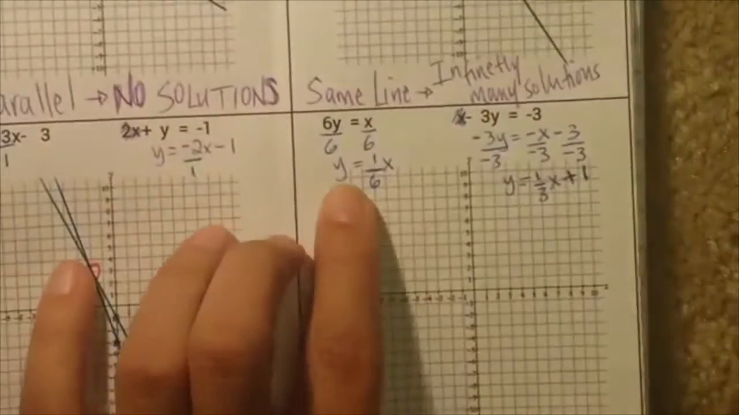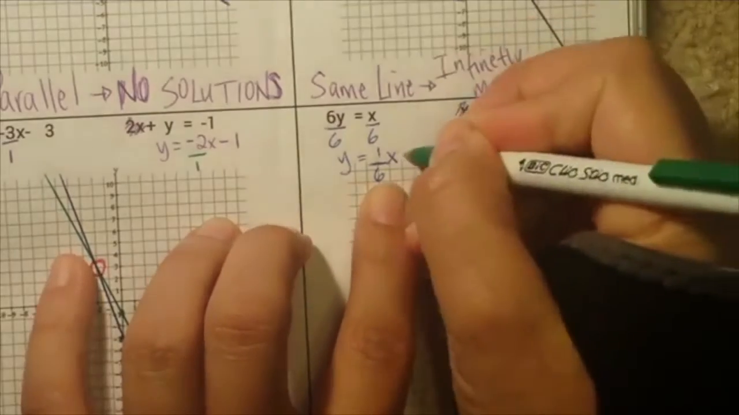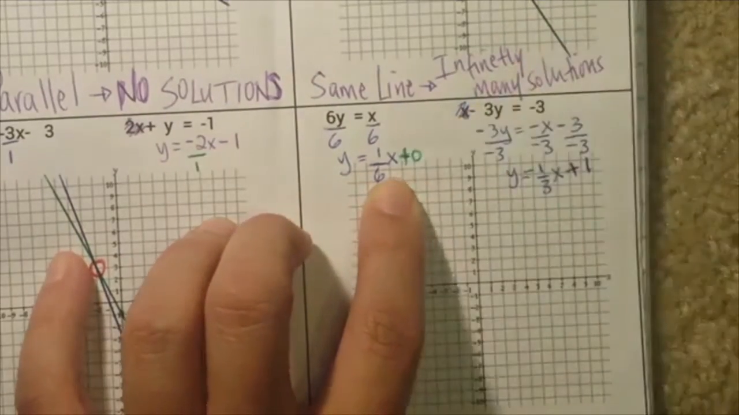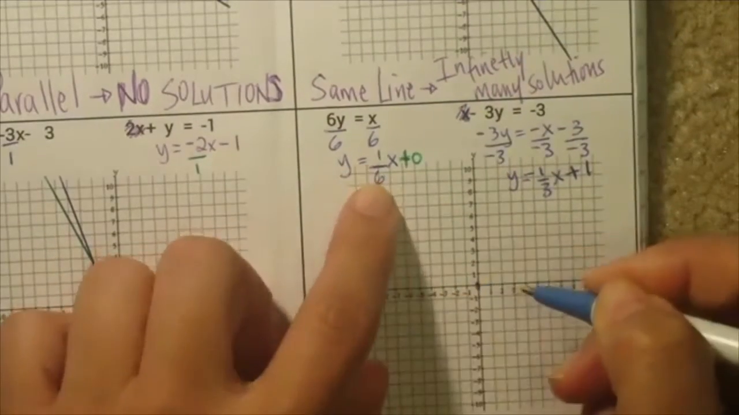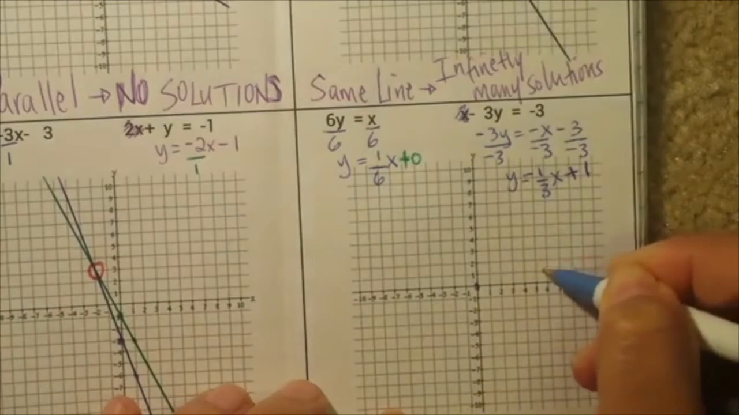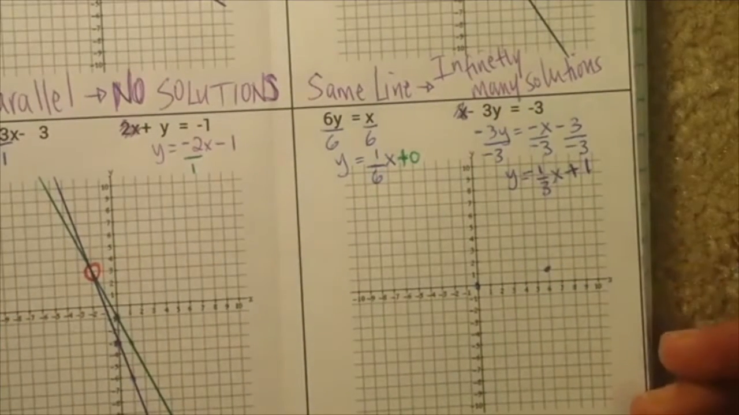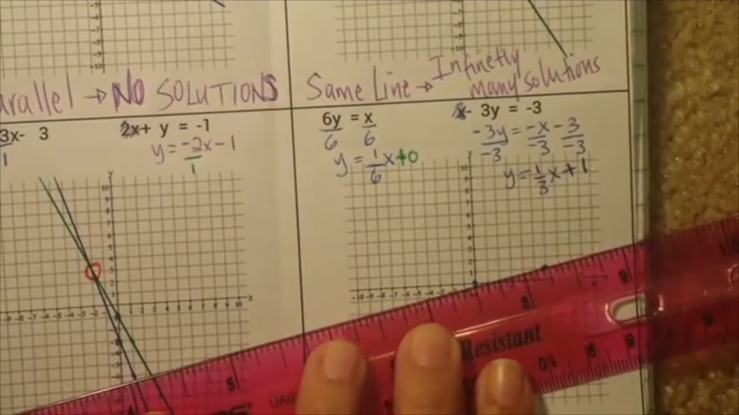Okay, then graph it. So graph both equations in step 2. Let's go ahead and graph it. Plus 0 because there's no y-intercept. So we're going to start at the origin and we're going up 1, right 6. Take a ruler, go ahead and join the two points.